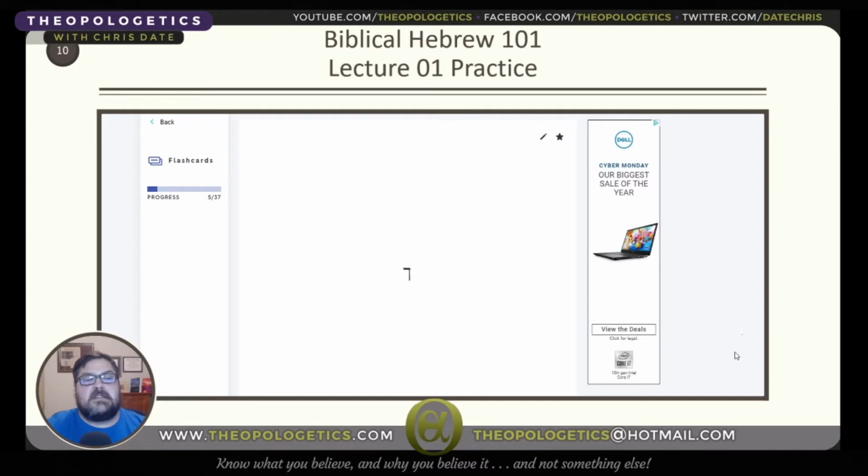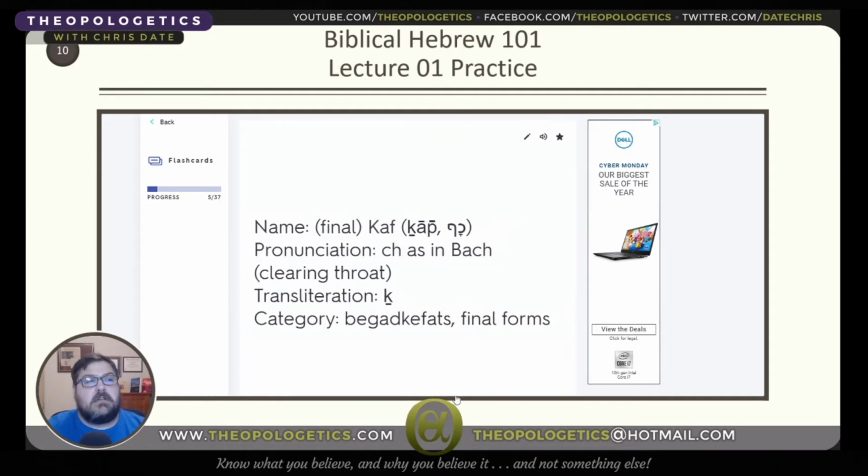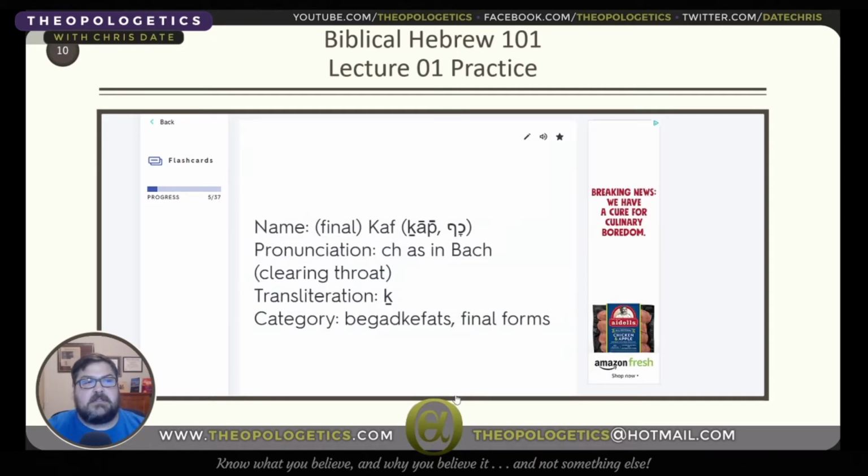And this is in two categories. This is in the category of begad kafat consonants, meaning this is one of the characters that can take a dagesh lene at the beginning of a word or in the middle of a word after a vowel sound. And this is in the category of letters that take final forms. Final kaf specifically, CH as in Bach, really clearing the throat. K with a line under it.